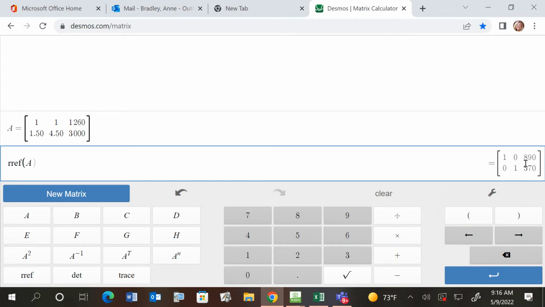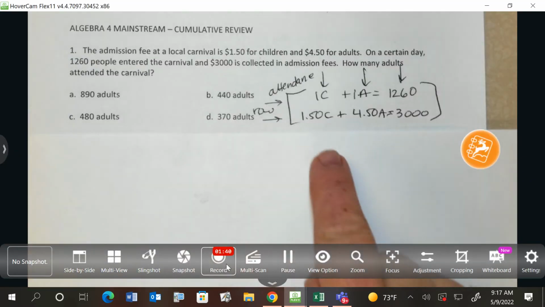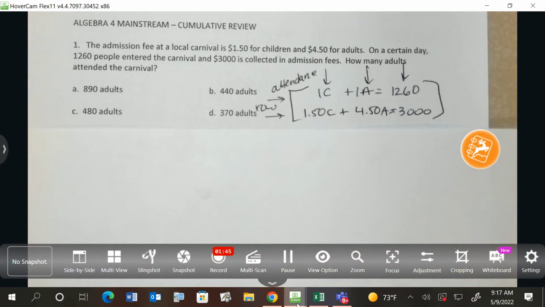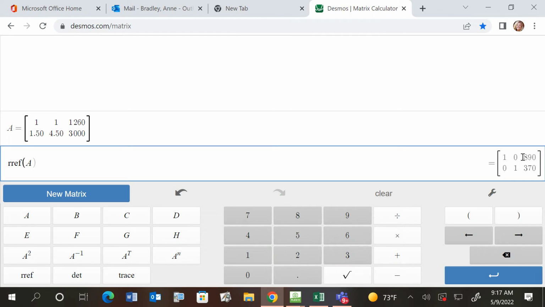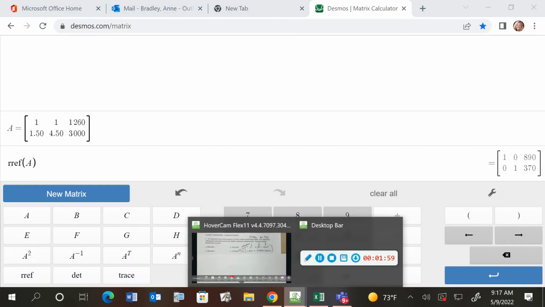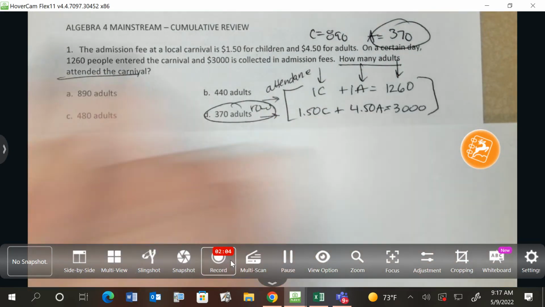So how do I know which one represents how many children attended and which one represents how many adults attended? Well, if you come back here and look, we organized it so C came first and A came second. C first, A second. So when I look at the answers, the C has to come first again. So I'm going to write this down. I'm going to put C equals 890, A equals 370. Then I come back to the question and I read carefully. How many adults? 370.